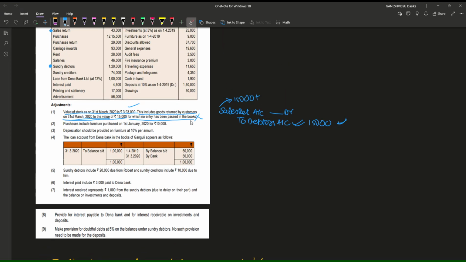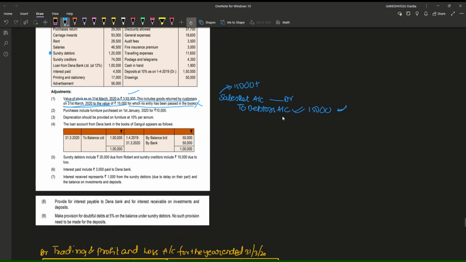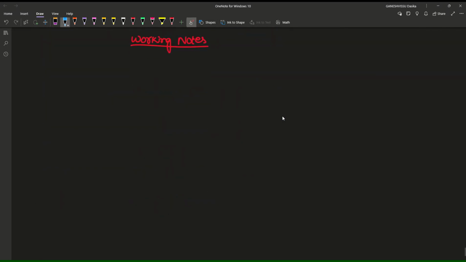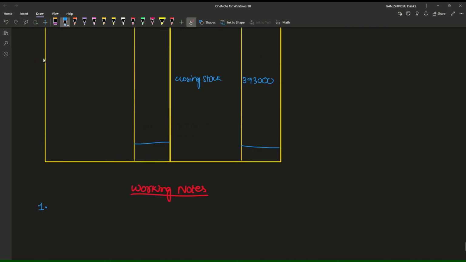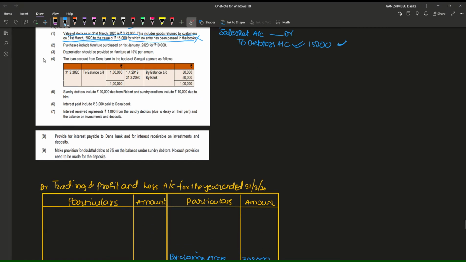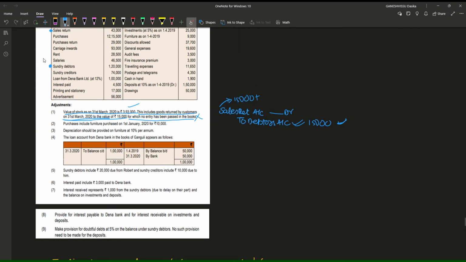This is the first adjustment, in which there is also one more thing, which is sales returns to debtors. We need to deduct from the debtors account, for which we are going to prepare the working notes for the debtors, and also the provision we are going to have in the last adjustment. Let us go for the next thing.